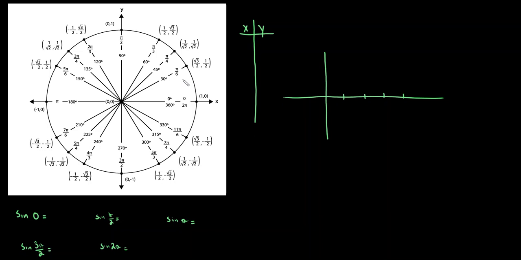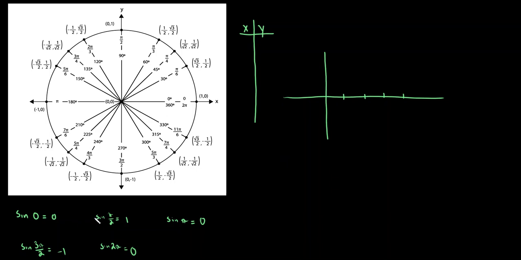Now remember, when we are evaluating sine, we're basically just thinking about what is the y coordinate at that angle. And the y coordinate at 0 is 0. So sine of 0 is 0. Sine of pi over 2, well, pi over 2 is right here. Y is 1. Sine of pi, 0. Sine of 3 pi over 2 is negative 1. And sine of 2 pi, well, we just do a full rotation back up here at 0.